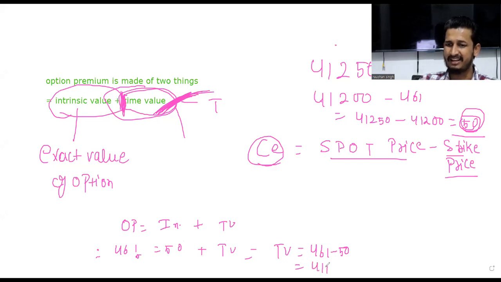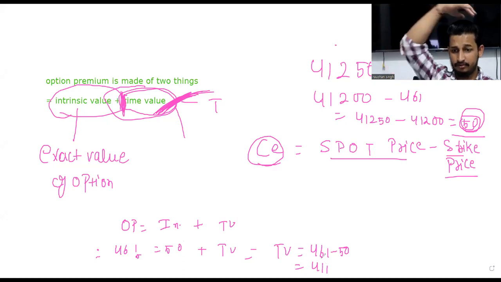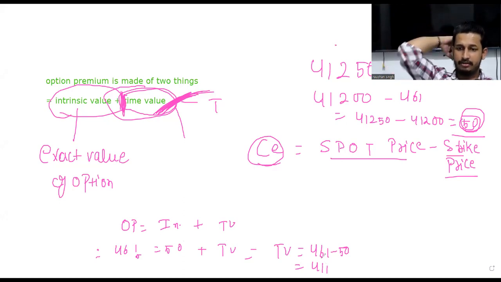I don't know why 39 is coming. How is 39 coming, brother? Which calculation are you using? Are you subtracting 41,200 minus 461? So hello, geniuses of maths, basic addition and subtraction.